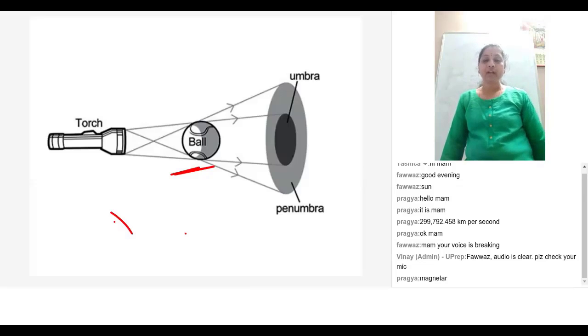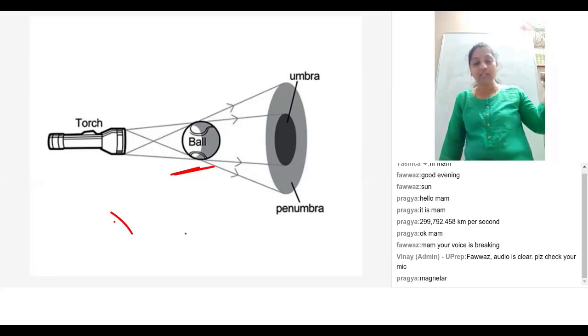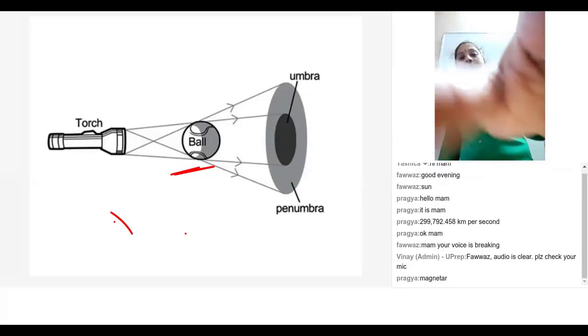Okay. And then what happens if I'm not using a point source, I'm using an extended source? Like it can be a bigger bulb, it can be a tube light, because that is not going to be a point source. Okay, what if I'm not using point source? I have two options. One, I can take a source of light which is bigger than the object, or I can take a source of light which is smaller than the object.